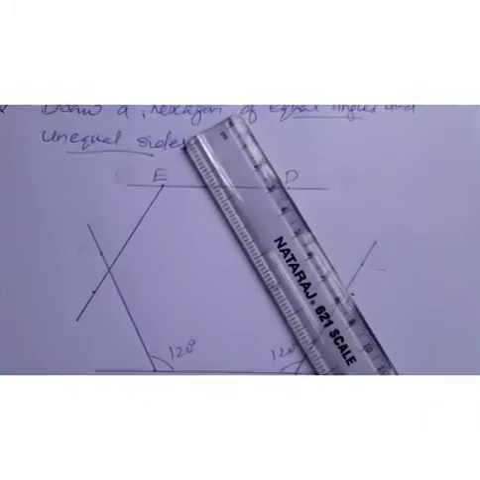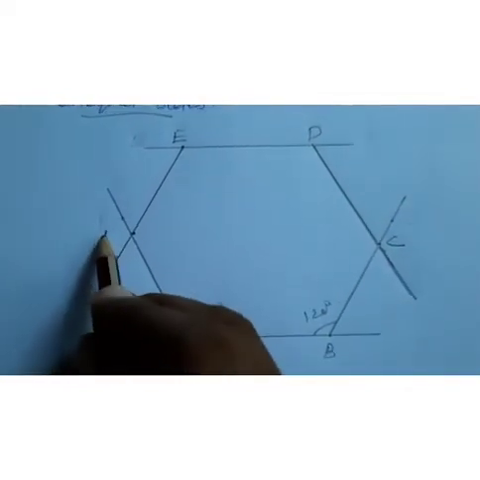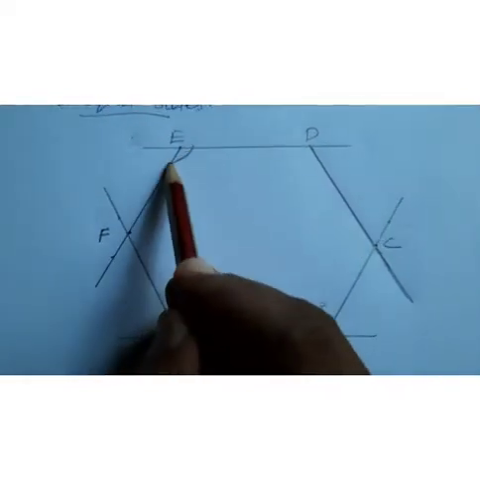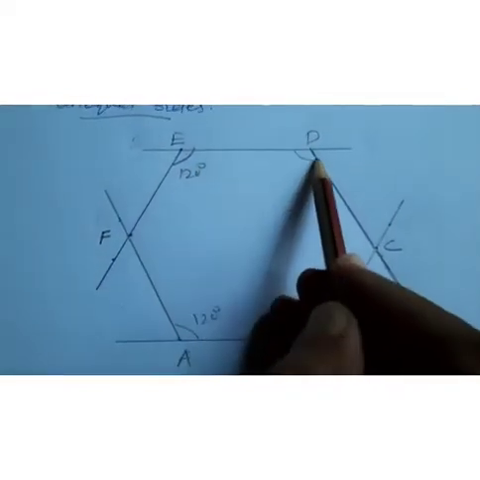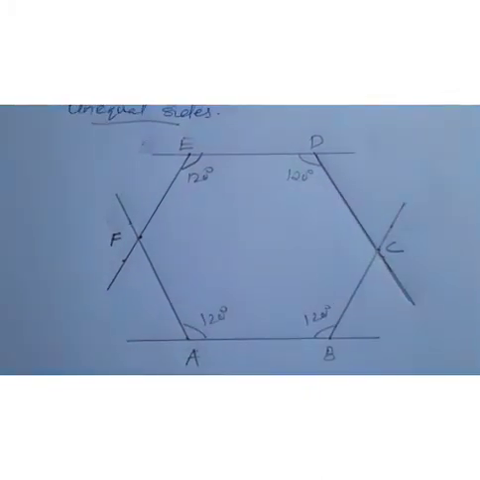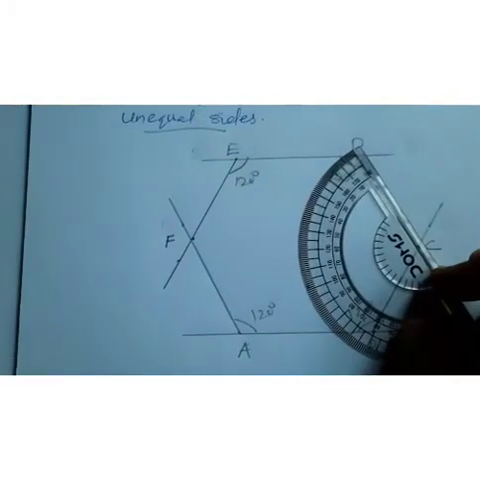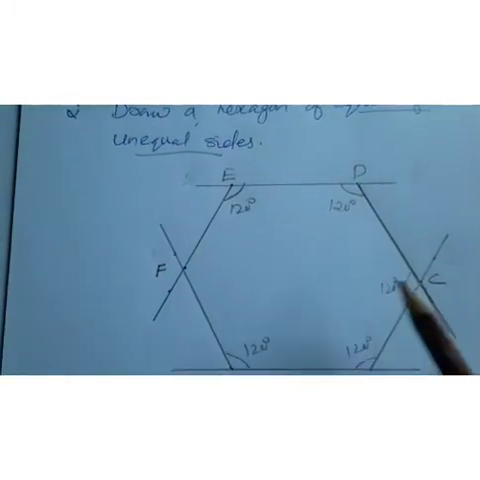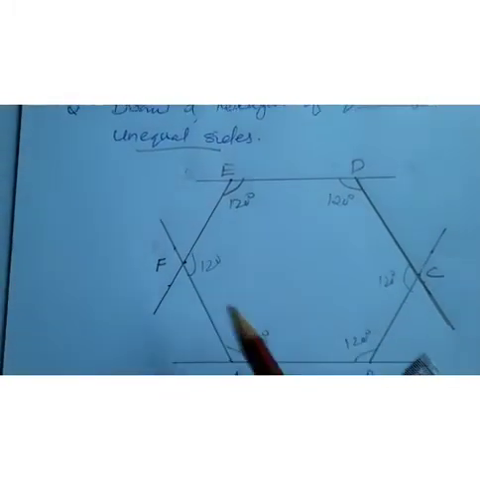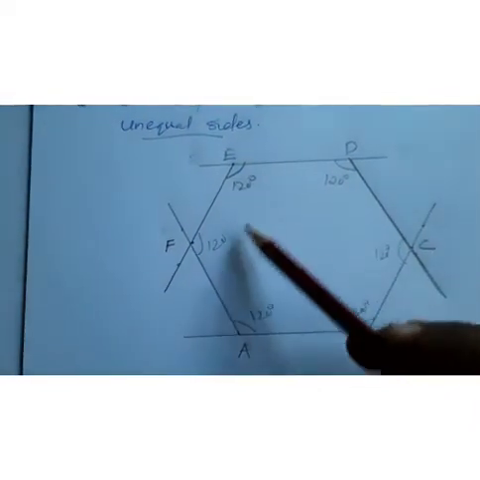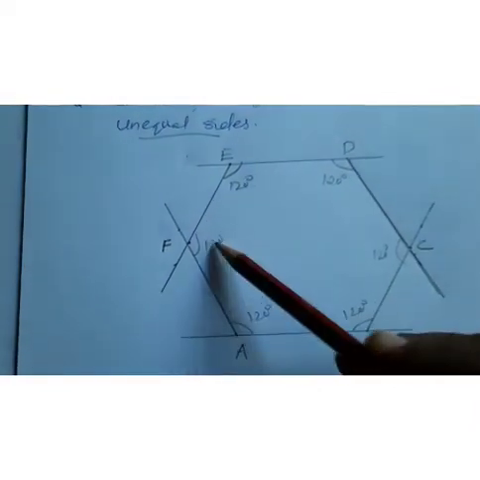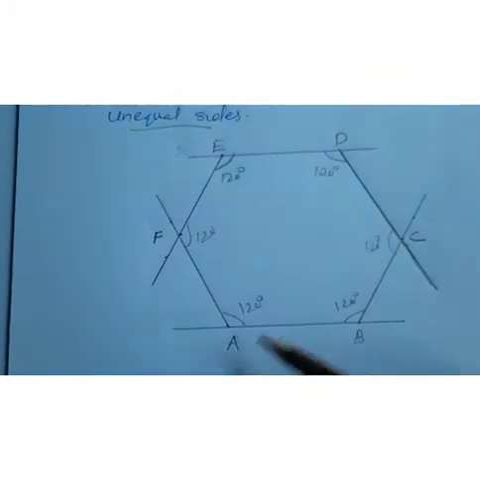Then join these lines. Mark this point as C and mark this point as F. This angle is 120, this also 120 degree. Once you check it, these angles also 120 each. So you got a hexagon of equal angles but unequal sides.